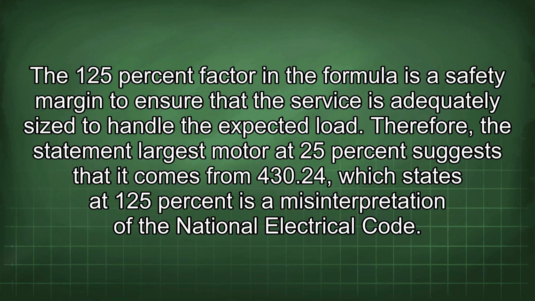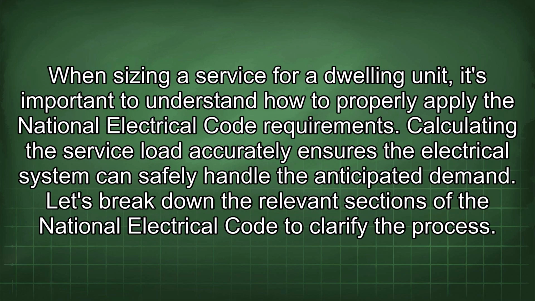Therefore, the statement that the largest motor contributes 25% and comes from 430.24, which states 125%, is a misinterpretation of the National Electrical Code. When sizing a service for a dwelling unit, it's important to understand how to properly apply the National Electrical Code requirements. Calculating the service load accurately ensures the electrical system can safely handle the anticipated demand. Let's break down the relevant sections of the National Electrical Code to clarify the process.